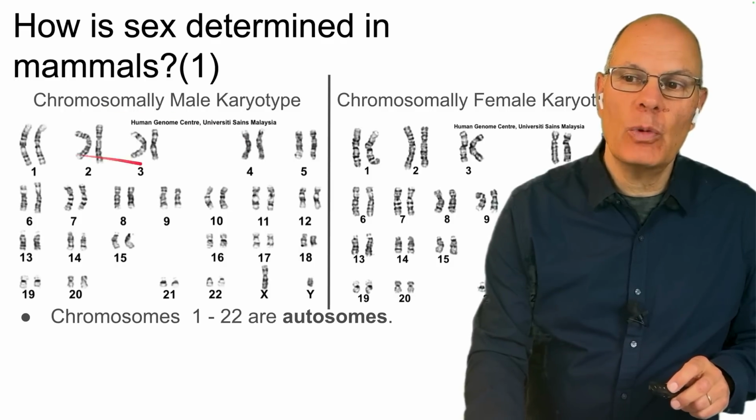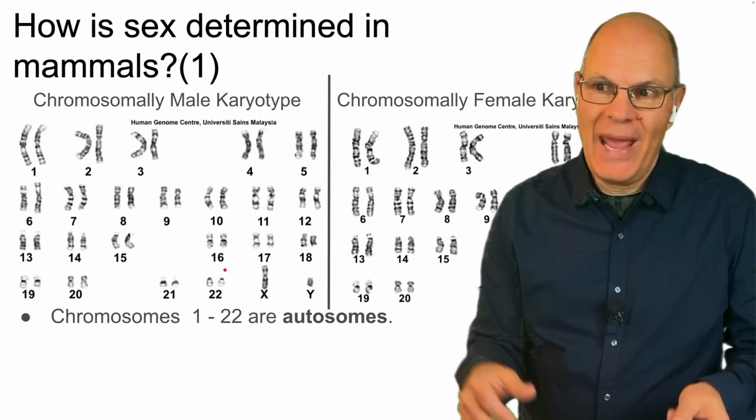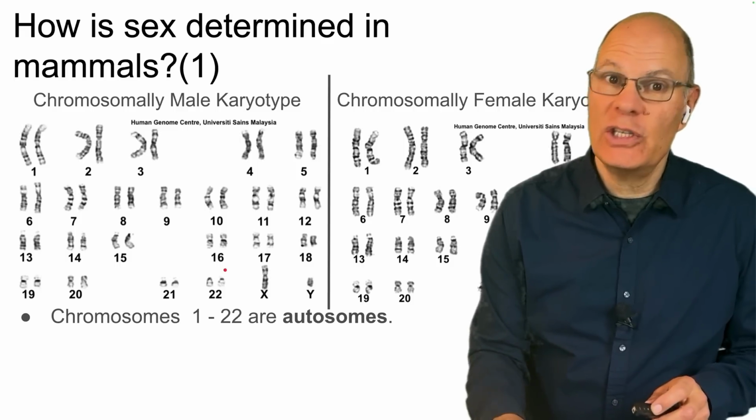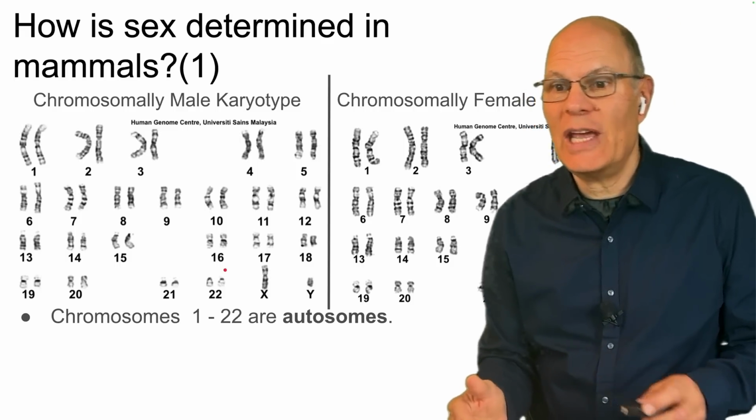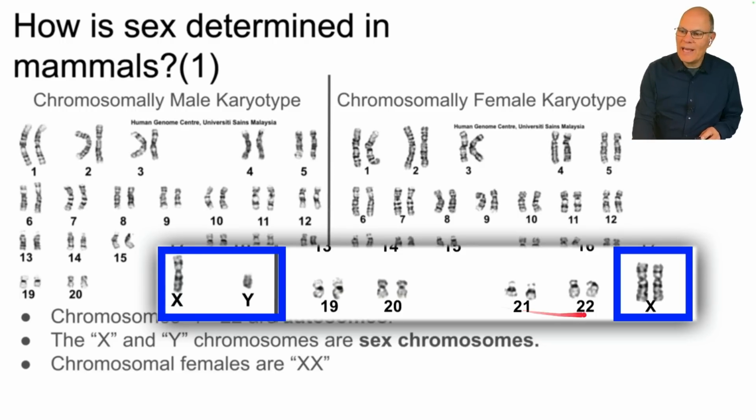Chromosomes 1 through 22 are called autosomes. They're paired homologous pairs. They're the same in chromosomal males and chromosomal females. But the last pair are called the sex chromosomes. Females have 2 X chromosomes. Males have an X chromosome and a Y chromosome.